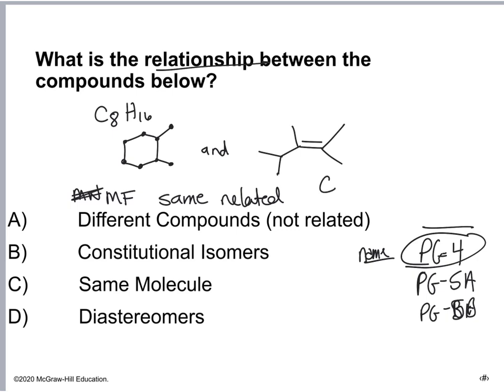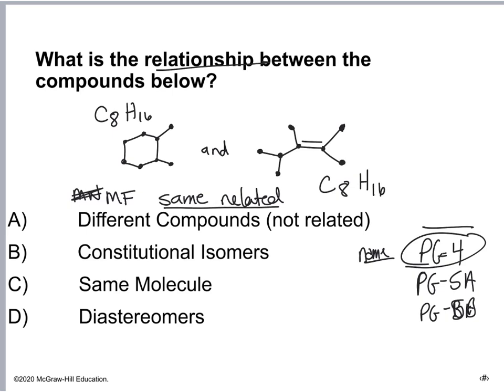Here, how many carbons do we have? 1, 2, 3, 4, 5, 6, 7, 8. And then how many hydrogens do we have? 3, 6, 7, 8, 9, 10, 11, 12, 13, 14, 15, 16.